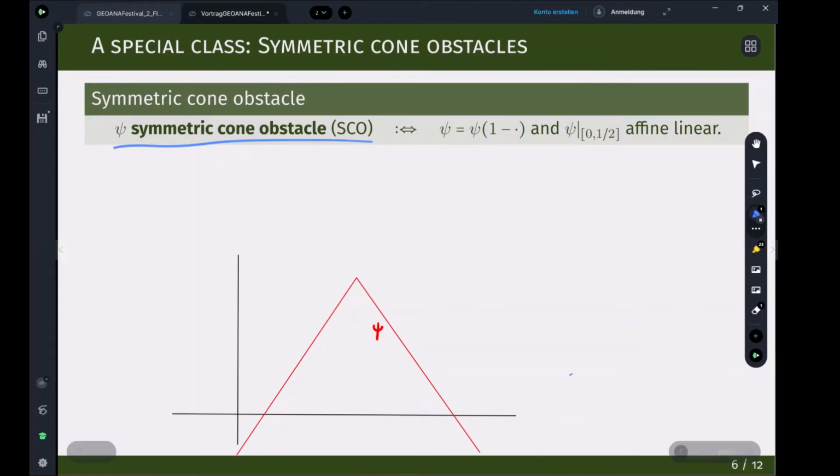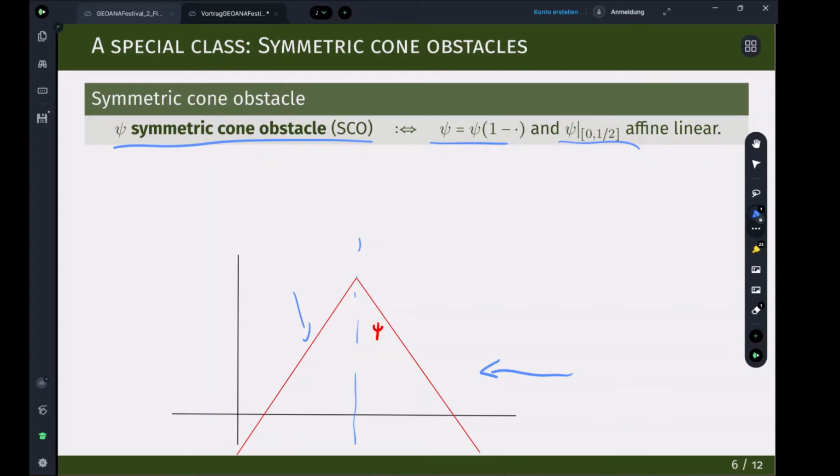So what are symmetric cone obstacles? Basically, you see them here. They are supposed to be symmetric around 1/2. And between 0 and 1/2, they have to be affine linear. So there they just have to be a line, basically. Those are the obstacles that we consider here.